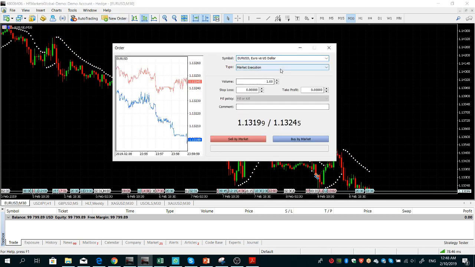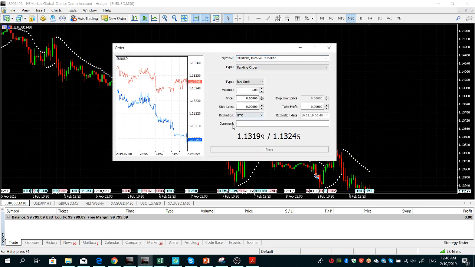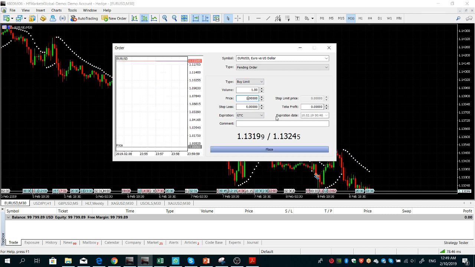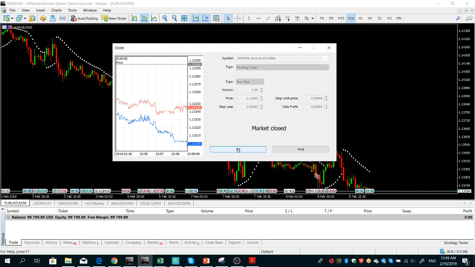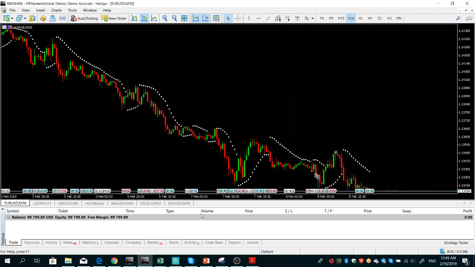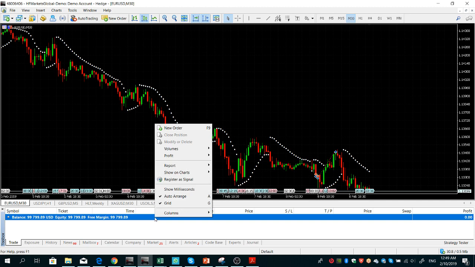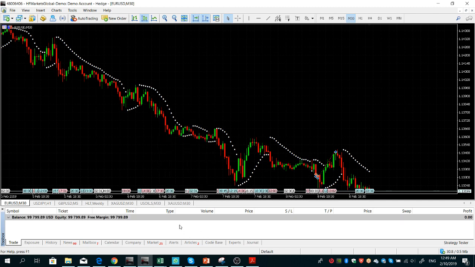For example, the system: market, pending order, buy limit, and the price, buy limit, or 1.133. Sorry, buy stop. So buy stop at 1.133, for example, right? I'm putting this order. Oh, sorry, the market is closed. I forgot that. The thing is that it's the weekend and the market is closed. I forgot that.